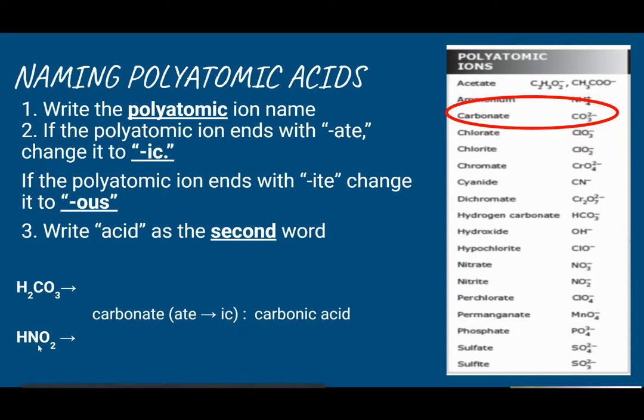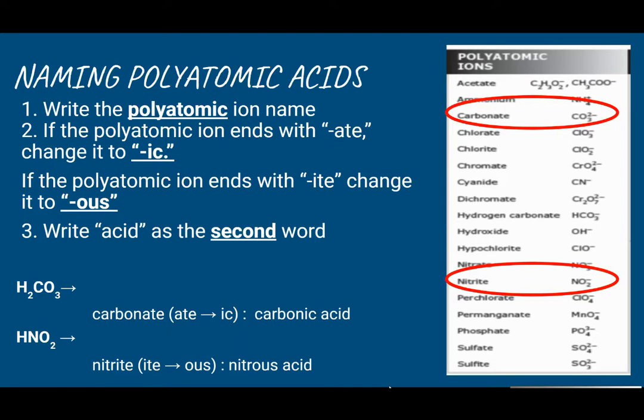Let's try it again for HNO2. So looking for NO2 over here, we see that it is nitrite, so we would write down nitrite, change that "ite" ending to "ous", so it's nitrous acid. So remember, there's no hydro, you're just changing the ending of the polyatomic ion and then adding on that word acid.